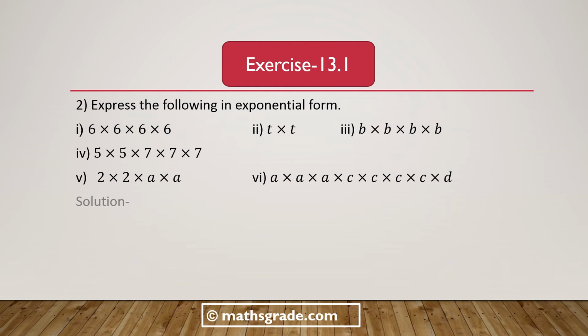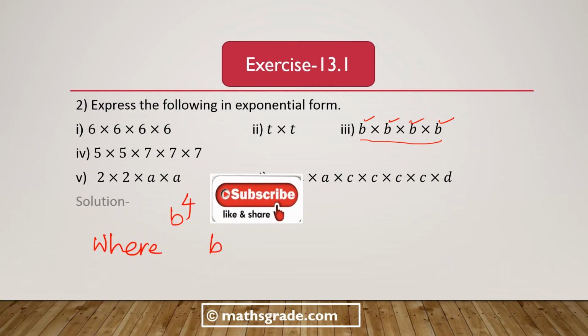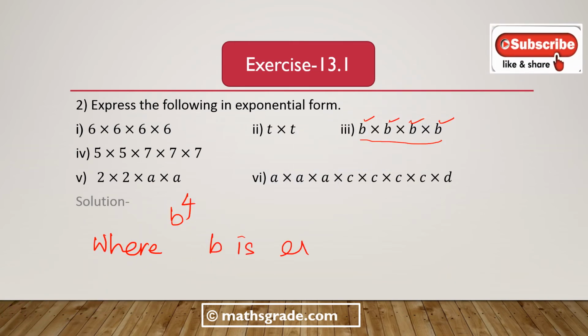Now we solve third bit. Express the following in exponential form: b multiplied by b multiplied by b multiplied by b. Here b is multiplied 4 times: 1, 2, 3, 4. So it will be b to the power 4, where b is the base and 4 is the exponent or power.